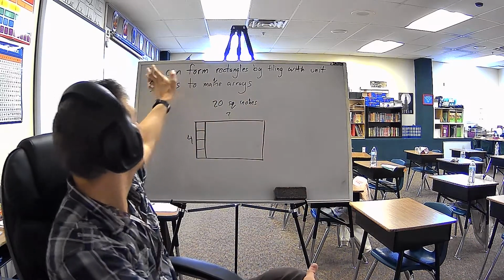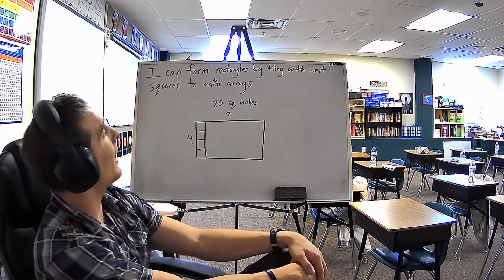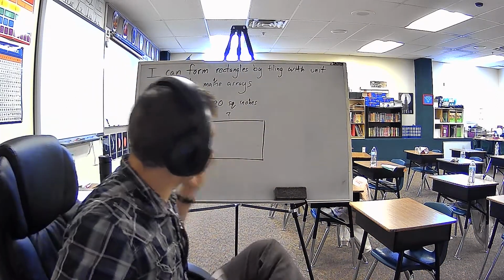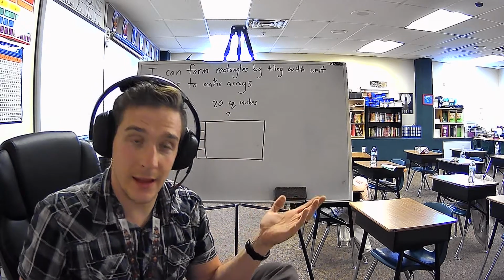So, as we get into this, our goal today is being able to say, I can form rectangles by tiling with unit squares to make arrays. So instead of just reading them, now you are making them. Or maybe you're missing a part and you're finding a bit of it. And so, once again, nothing too crazy on this, and I'll show you guys what I mean by that in a second. So, let's say you had a picture like this.